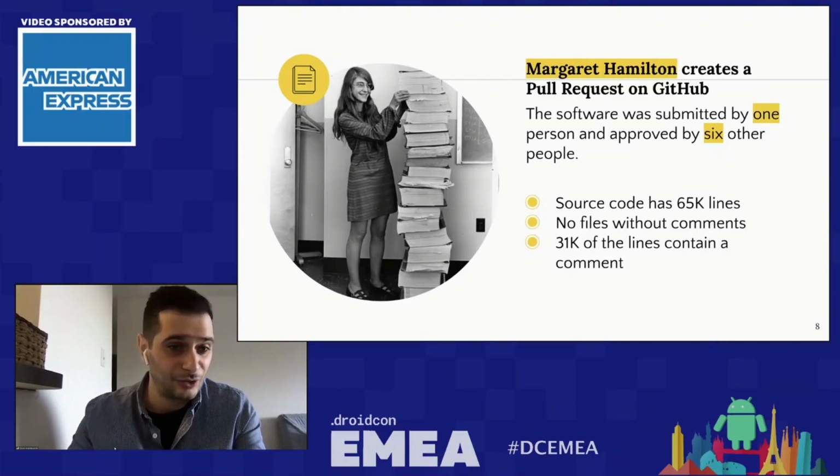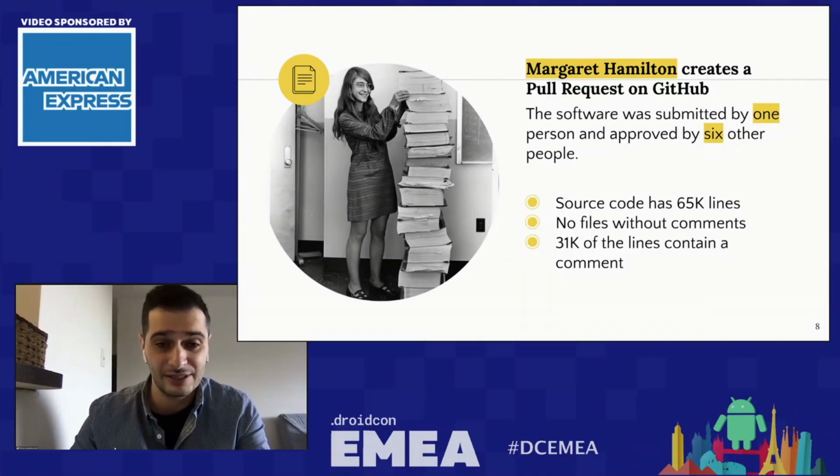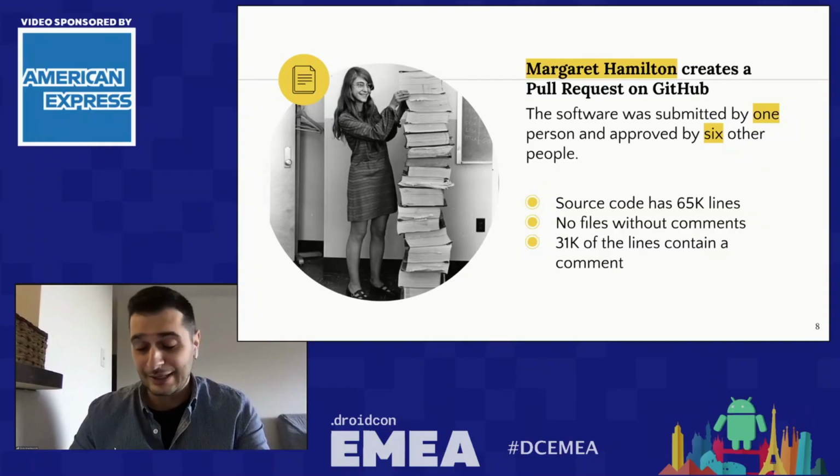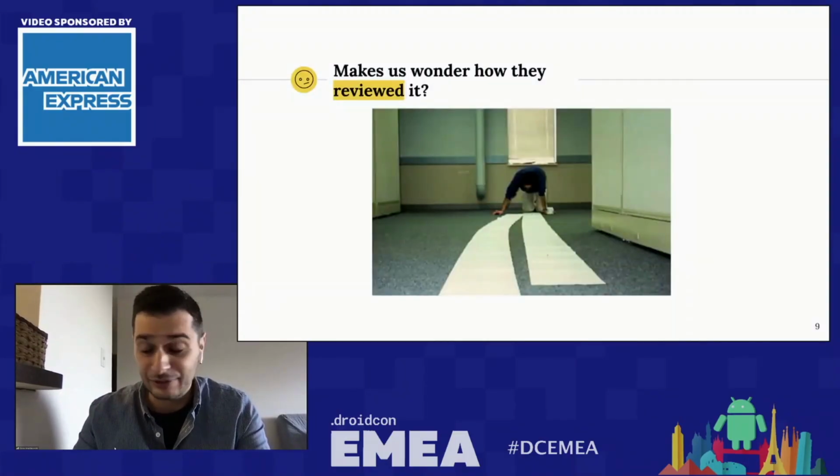Also, obviously, you can see there's only one person opening this pull request, and this code was reviewed by 6 other people, which kind of makes me wonder how in the world did they review this, right? This code was submitted in 1969. Actually, we landed on the moon in 1969, so this is probably a few years before. So I have no idea how they reviewed the code. Maybe this is the only thing that comes to my mind.